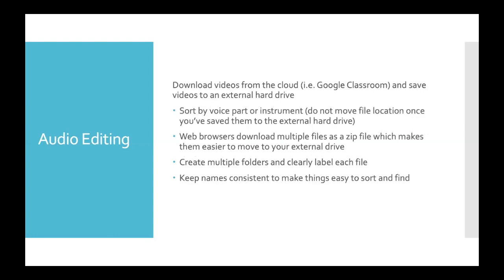So your students have all just uploaded their videos to a cloud like Google Classroom, and then you're going to download them all. This is where, when you download them, you want to move them over to your external hard drive. I like to sort them by voice part, and when I download them, because you're downloading from a browser, they're going to zip the files. So it takes a little bit to zip them, but then once you download the zip file, you can move the zip file straight over to your external hard drive before you unzip it, before you extract the file.